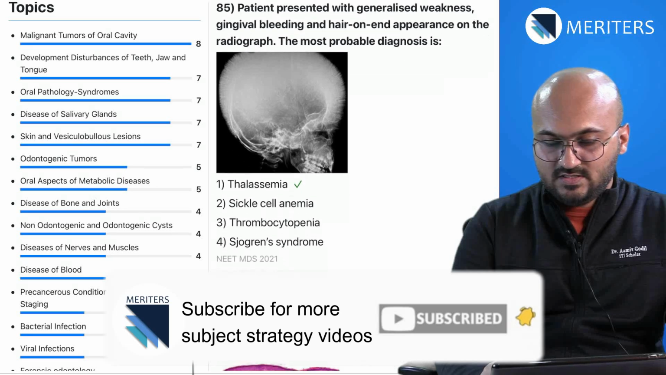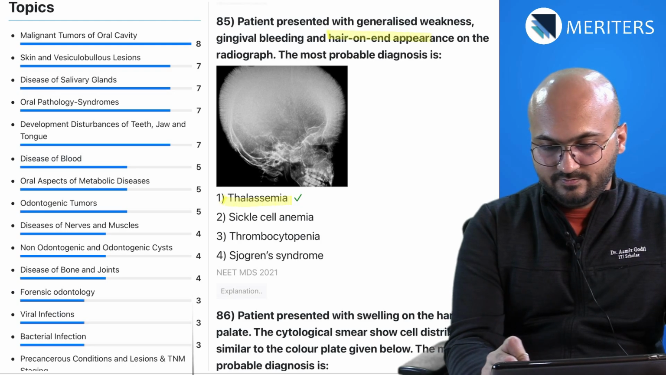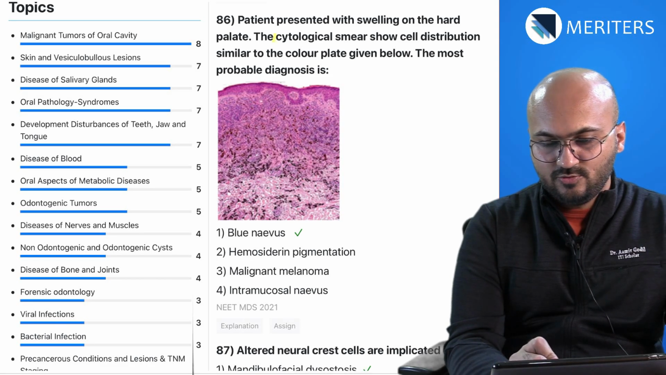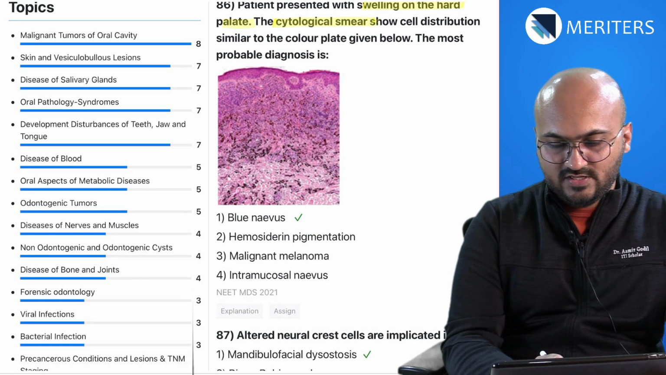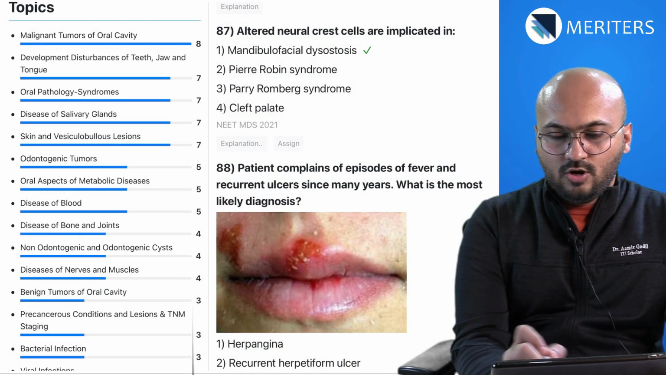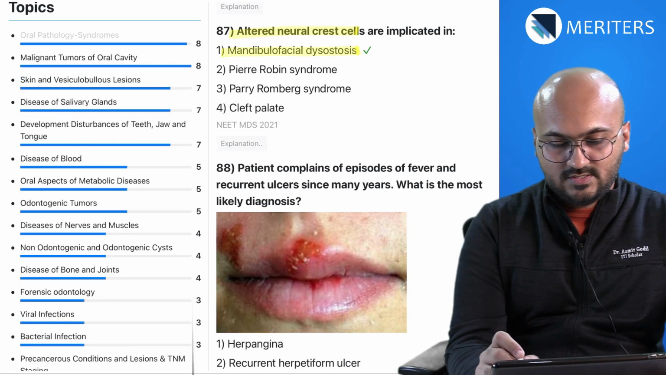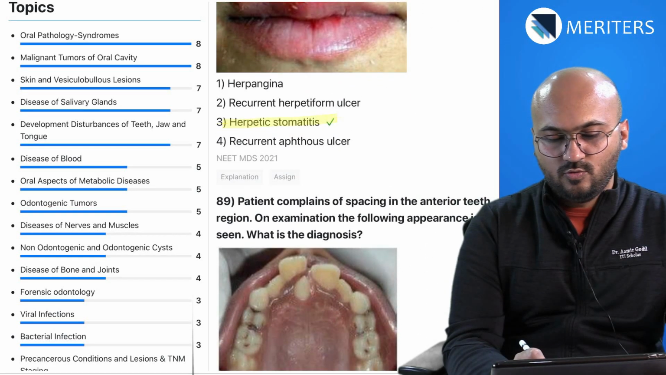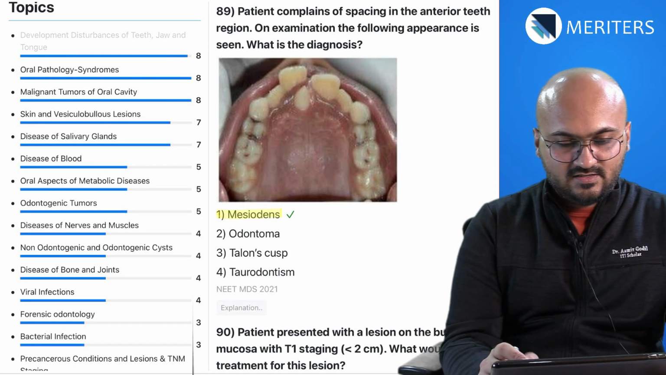Okay, now this is hair on end appearance, thalassemia. What next? We have a cytological smear showing distribution of swelling on the hard palate, and it's nevus. You can see the cells. Altered neural crest cells are proposed in the etiology of mandibulofacial dysostosis. This is herpetic stomatitis. Just by looking at it, you can say. That's a clinical image of a mesiodens.